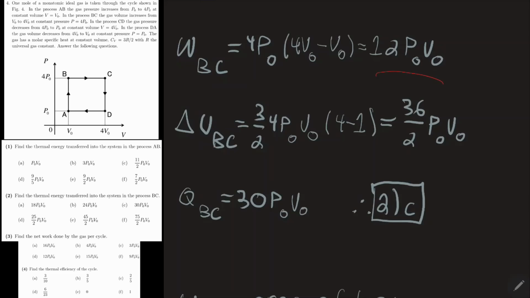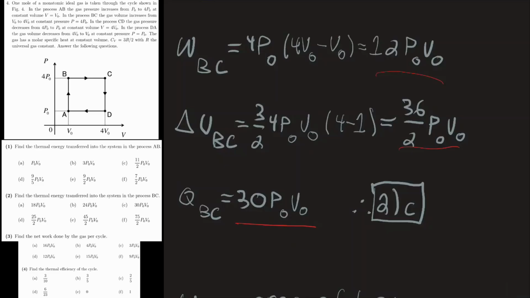We calculate the change in internal energy the same way as part 1, and we find that it equals 36 over 2 PV, which is of course just 18 times PV. And then we combine the work and the change in internal energy together, and we get the thermal energy transferred is 30 PV, which is option C.